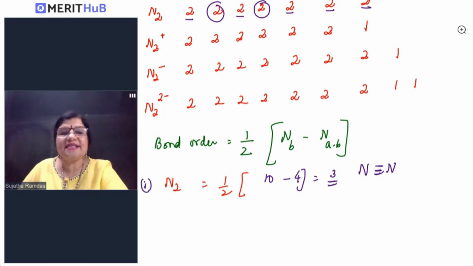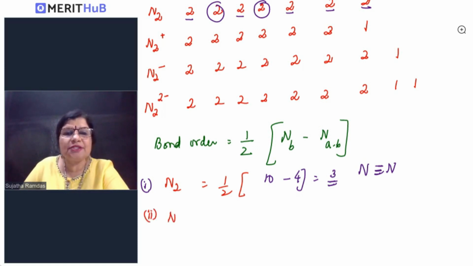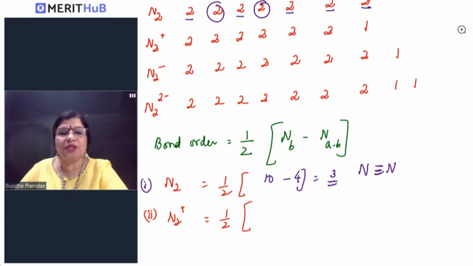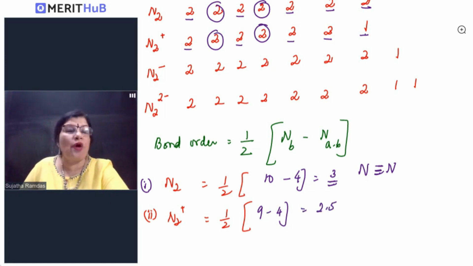The next one is N2 plus. Now it becomes very simple, right? The second one is N2 plus, half into. So there again, we go back to the arrangement of the distribution of electrons, right? And then let's find out what are the bonding electrons. 2 plus 2, 4, plus 2, 6, plus 2, 8, plus 1, 9. Okay, 9 bonding electrons and 4 anti-bonding electrons. So 9 minus 4, 5 by 2, which is 2.5.